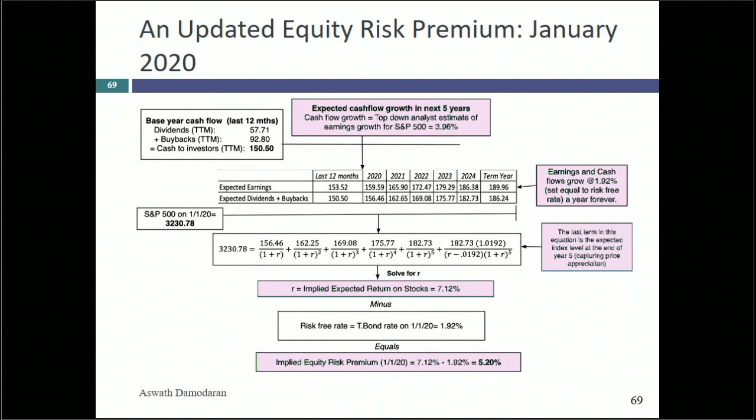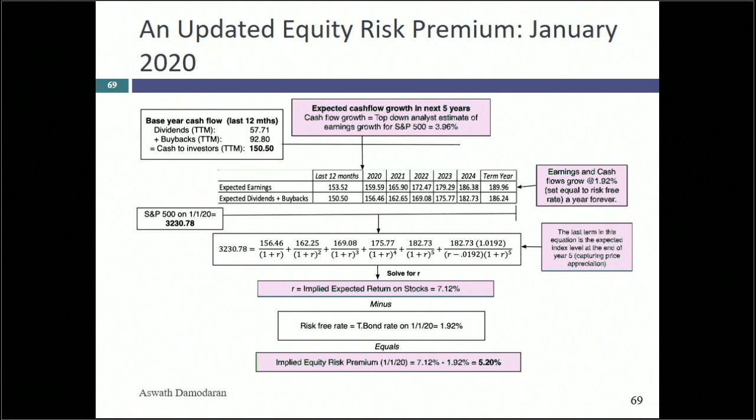3,230.78. The cash flows in the 12 months leading into 2020 were 150.5, and you can see how much the balance in the US has shifted away from dividends to stock buybacks. 63% of the cash flows in 2019, the trailing 12 months, came from buybacks, 37% from dividends, 150.50. Analysts were projecting a growth of 3.96%.